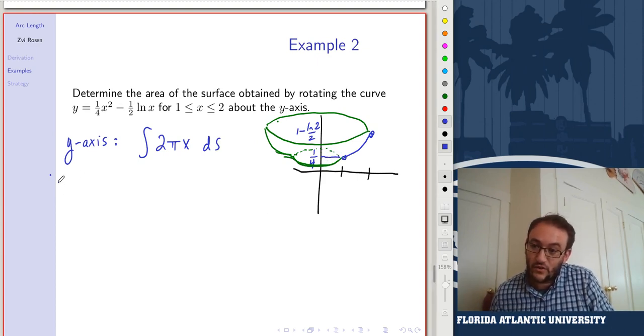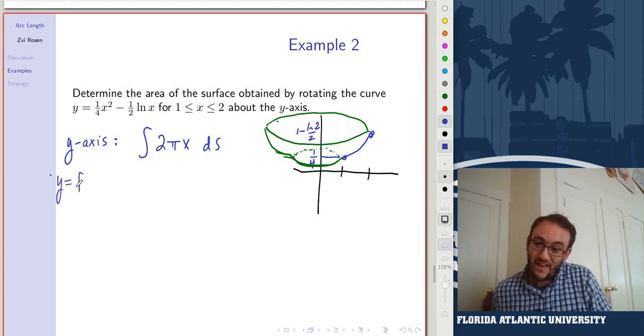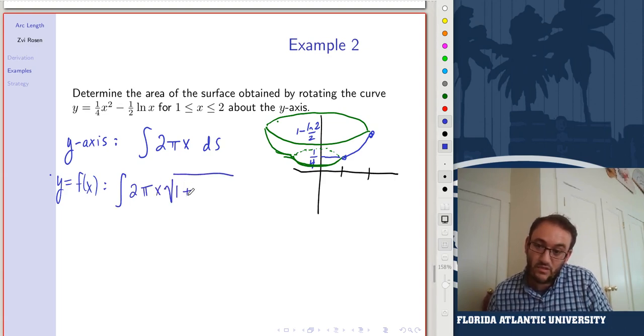And then we're going to note that it's, again, y equals f of x. So our formula becomes the integral of 2 pi x times the square root of 1 plus f prime of x squared dx, going from x min to x max. And now we'll fill in the details.